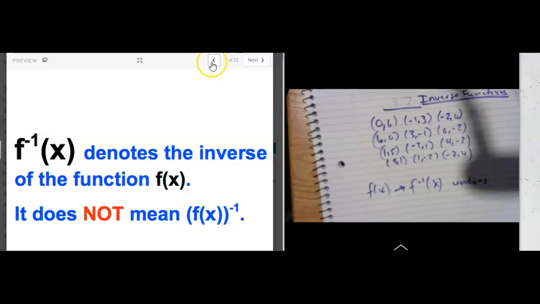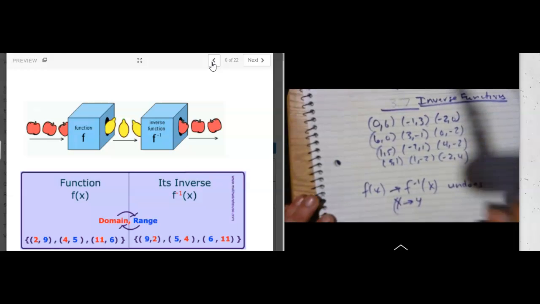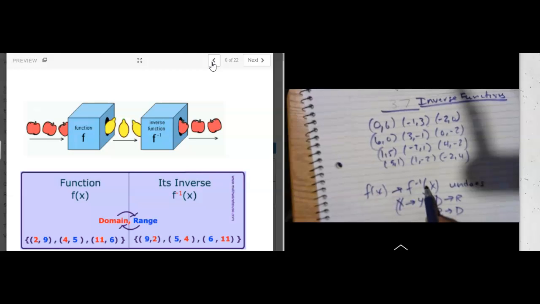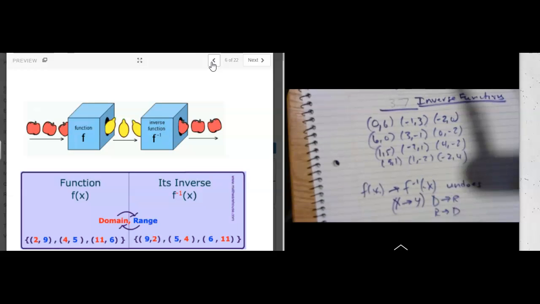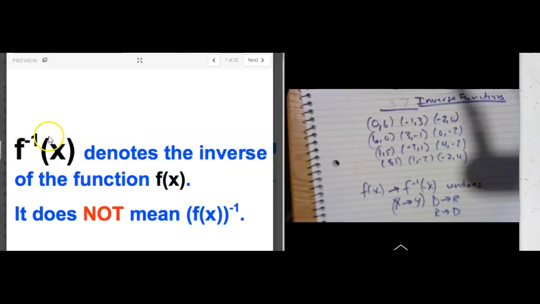So I should tell you also, another way to say that is, not only do you have x and y switching here, but also you have domain switching with range. So the range of the original function becomes the domain of the inverse, and the domain of the inverse becomes the range of the original, and vice versa. Okay, so domain and range switch, x and y values switch, interchange. All right, so f with the -1 denotes the inverse of a function. It does not mean -1 power. That's what that means right there. It does not mean -1 power.